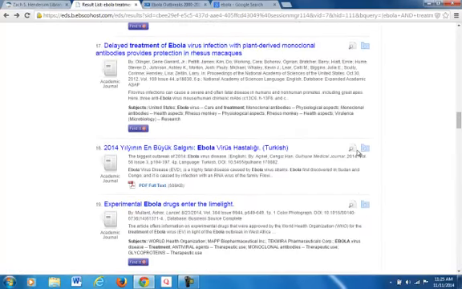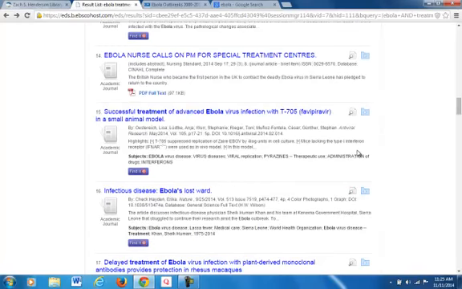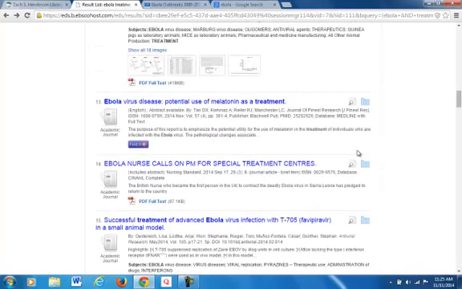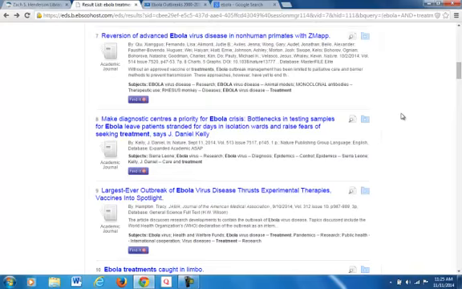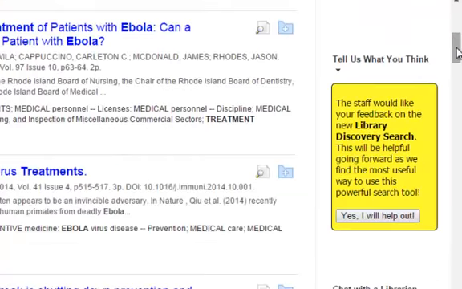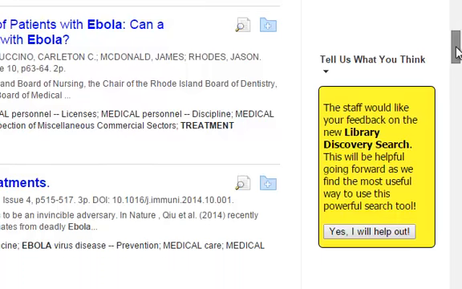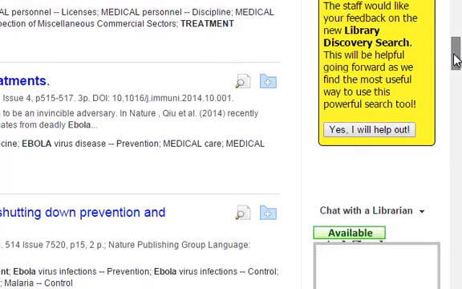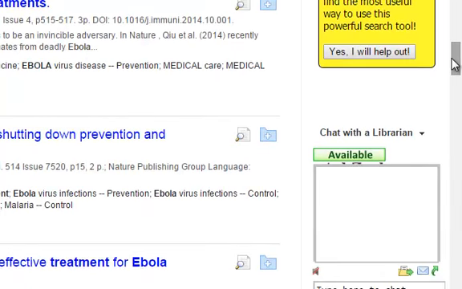Okay. So I'm still looking. Right now I'm looking for an article that just has a general explanation for different treatments. Some of these look like they're for experimental treatment and not just what they actually are doing.